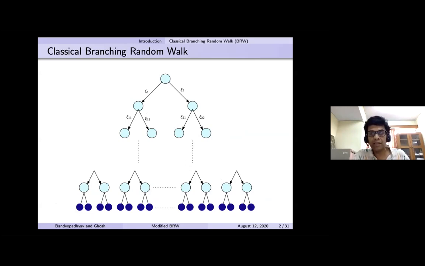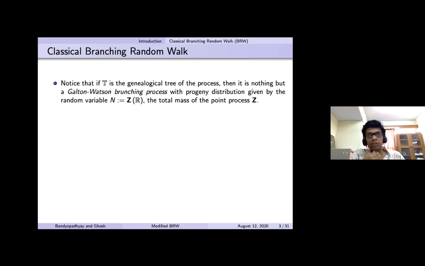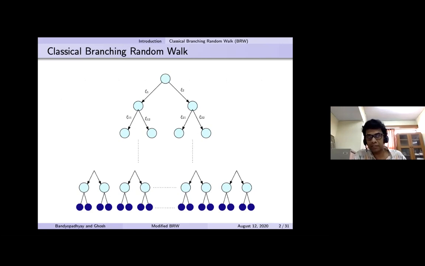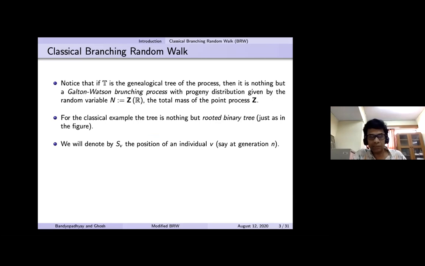If we look at the genealogical tree of the process, we denote it by this boldface T. This is nothing but a Galton-Watson branching process where the progeny distribution is given by the total mass of this point process. We'll denote it by little n, or more precisely capital N. For the classical example, it's just going to be our binary tree, as in this picture. And we'll denote by SV. We'll try to use as little notation as possible, but a few things we need.